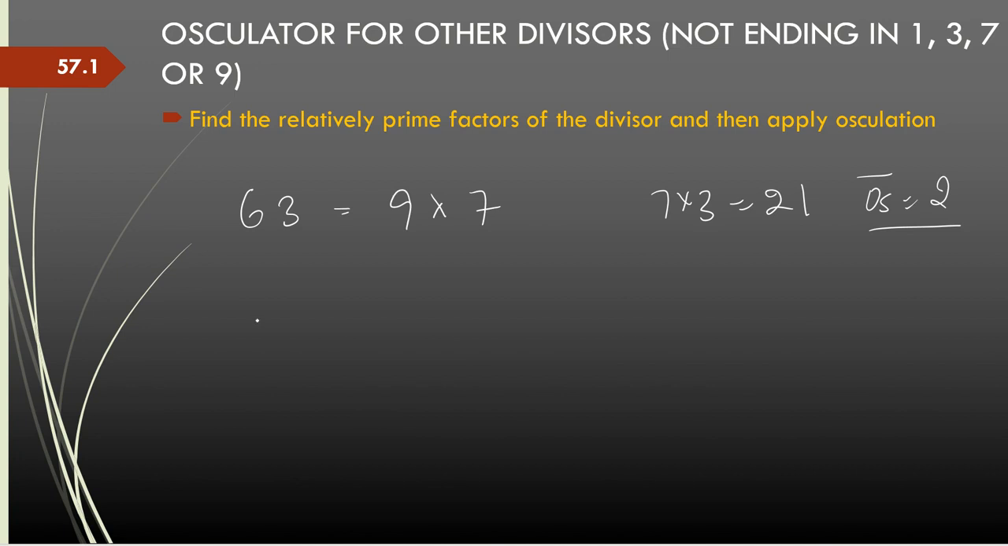Similarly, if I have 95, 95 is 19 and 5, they are the relatively prime factors. We all know how to check divisibility for 5, and for 19 we can use the osculation process. So, like this we can break it up into two factors that are relatively prime, and we will be able to use either the common divisibility tests or a combination of the common divisibility tests and the osculation process. Let us look at a few examples.